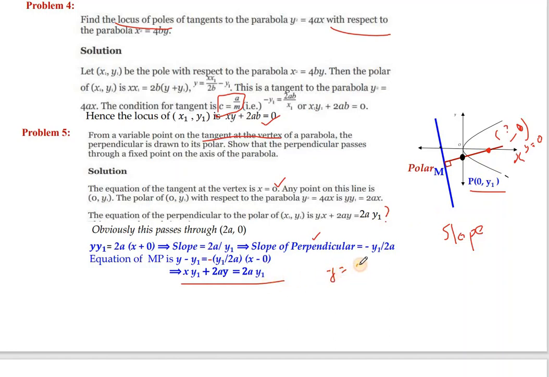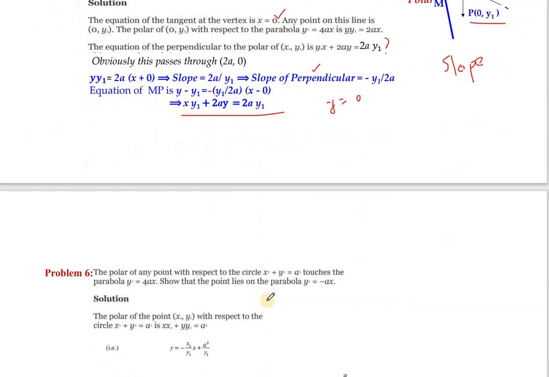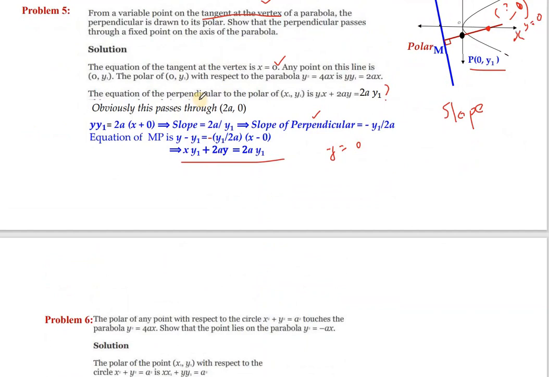You have to solve this with y is equal to 0. So when you replace y by 0, you can cancel out y1, which is non-zero, and so you get x to be 2a. So once you have x to be 2a, we have got the x coordinate, so 2a comma 0. So this point obviously passes through 2a comma 0, because when you replace y by 0, obviously your x value is 2a.